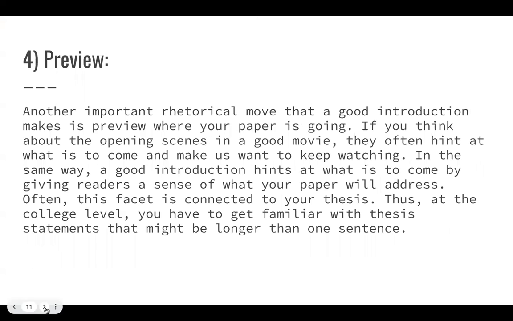The fourth component is what we call preview or previewing. This is another important rhetorical move that a good introduction involves. If you think about the opening scenes in a good movie, they often hint at what is to come and make us want to keep watching. In the same way, a good introduction hints at what is to come by giving readers a sense of what your paper will address. Often, this facet is connected to your thesis.